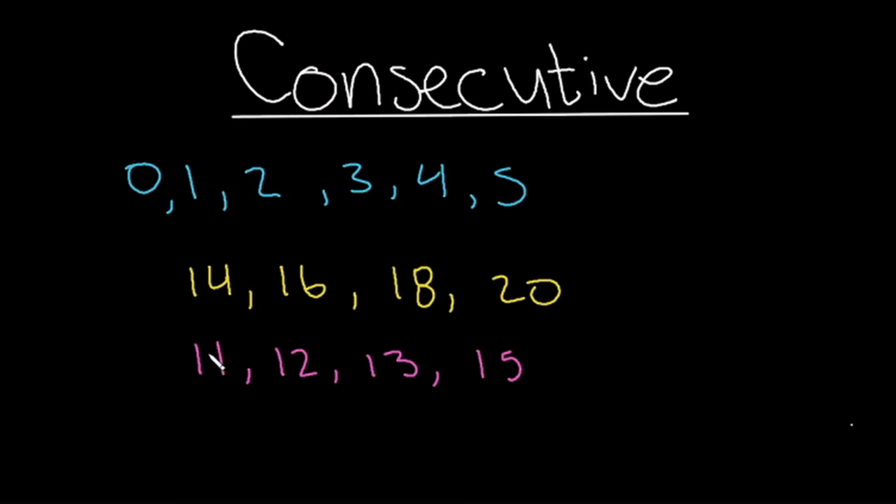If you had the set 11, 12, 13, and 15, and they asked if these were consecutive odd integers, well, let's start with 11. To find the next odd integer, we would add 2, and that would be 13. But no, we have a 12 in here. So even though we have the next odd integers 13 and 15 over here, this set would not be consecutive odd integers because we have this 12 here. If we took out the 12, then yes, 11, 13, and 15 are consecutive odd integers.